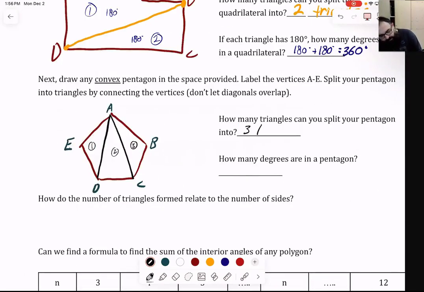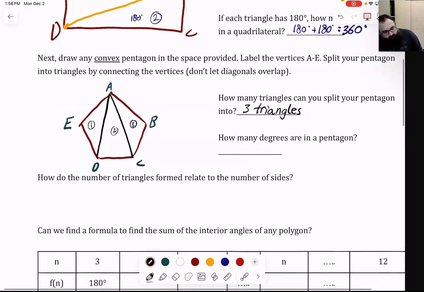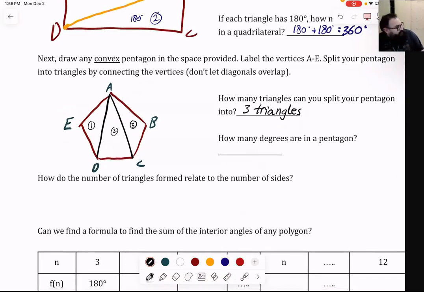So we're able to make 3 triangles. How many degrees are in a pentagon? Well, how many triangles do we have? 3. So it would be 180 how many times? 3 times. For a total of 540.